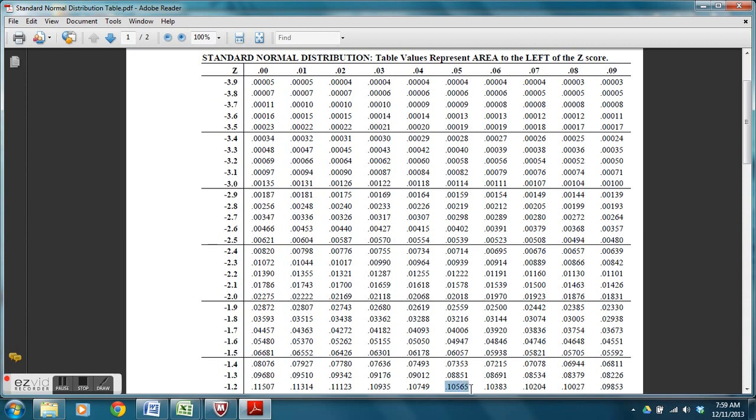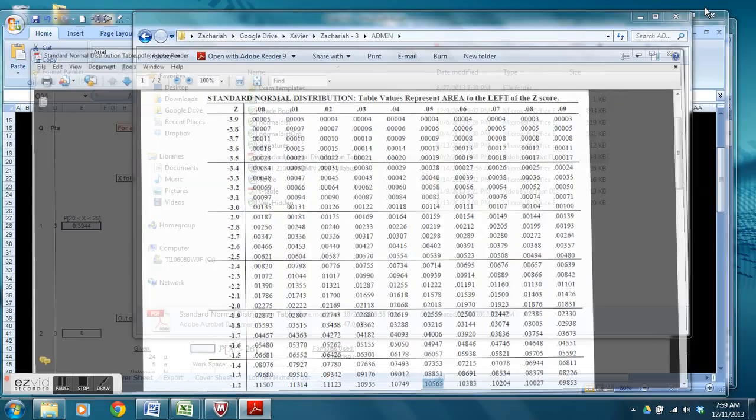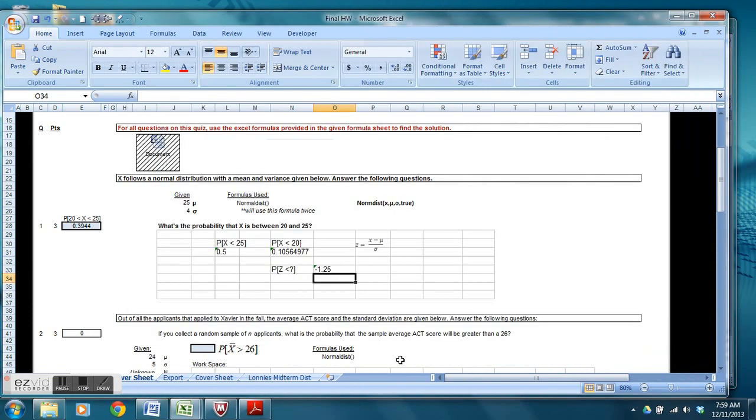Right here. And we'd find the probability of z being less than negative 1.25, as we looked up in the table, is 0.10565, which, if we just change the significant digits on this, here we go. It's the same probability.